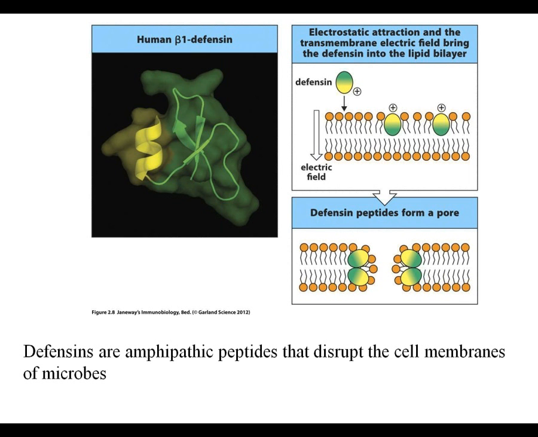So defensins are amphipathic peptides that can disrupt the cell membrane of the microbe. Does anyone know what amphipathic refers to? So amphi is two, or it has two mechanisms, right? An amphibian can live inside or outside water. Well, this is very similar. So amphipathic peptides have two components: a part that is hydrophobic and a part that is hydrophilic.